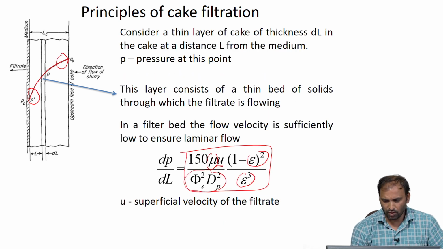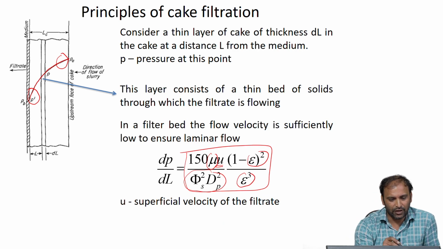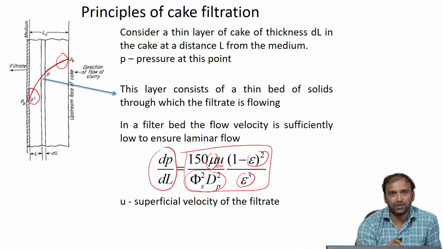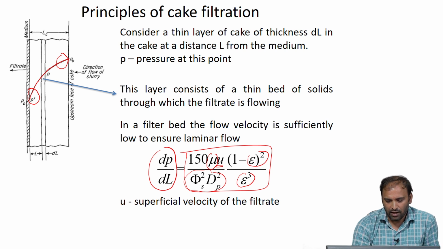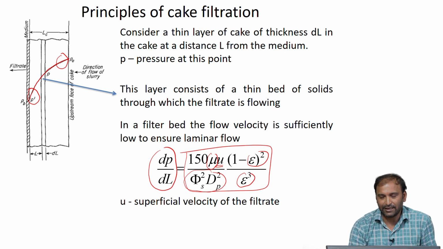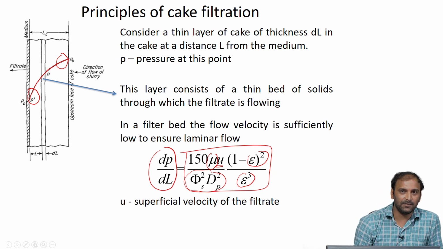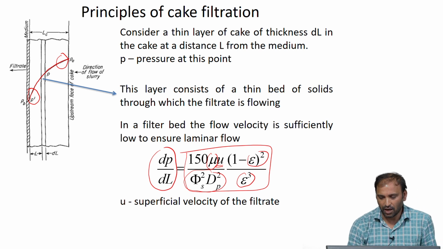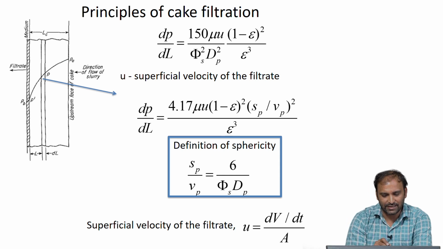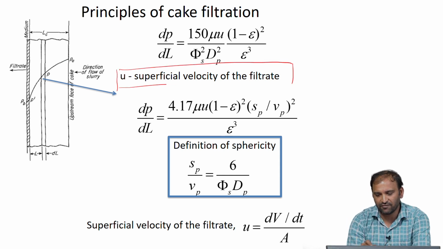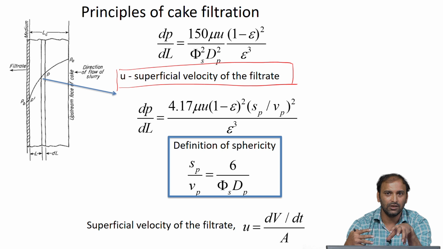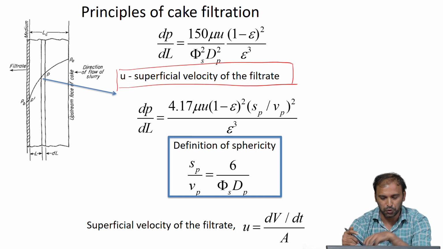So in this thin section, we are going to say that delta P by L is the pressure drop across this thin section. How does that vary over the small distance dl? We are retaining only the first part of the Ergun equation, that is the Kozeny-Kármán equation, right? And as I said, u is defined as the superficial velocity of the filtrate, exactly in line with how V naught bar was defined for flow through a packed bed.